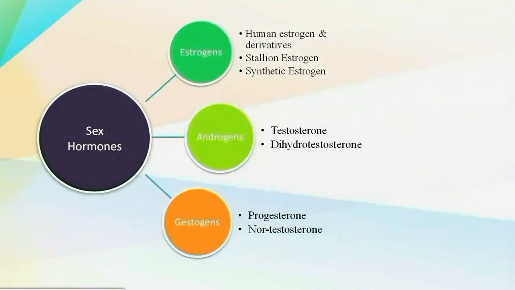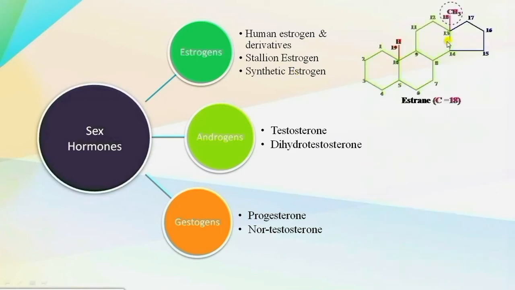There are three types of sex hormones: estrogens, androgens, and gestrogens. Estrogens are divided into three types: human estrogen and its derivatives, stallion estrogen, and synthetic estrogen. When we are talking about estrogens, we have to consider the estrane nucleus.